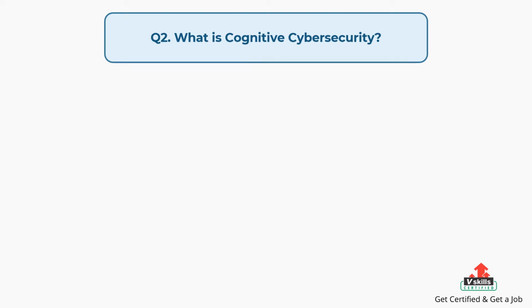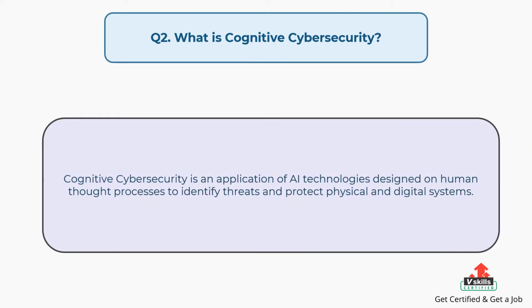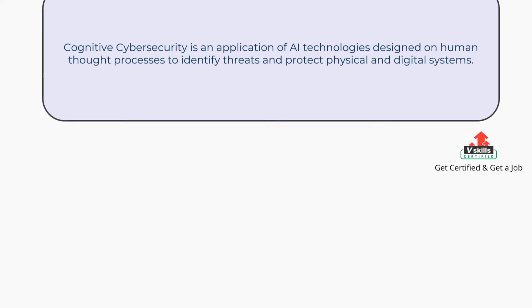Question number 2. What is cognitive cybersecurity? The answer is, cognitive cybersecurity is an application of artificial intelligence technologies designed on human thought processes to identify threats and protect physical and digital systems.